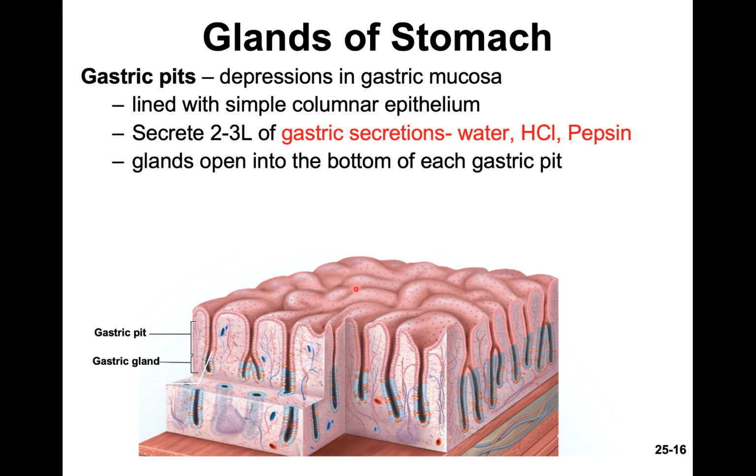Secretions like acid. Other secretions that include digestive enzymes. So these secretions are made of mostly water, the acid, and then the enzyme pepsin. We're going to talk about this in depth today.